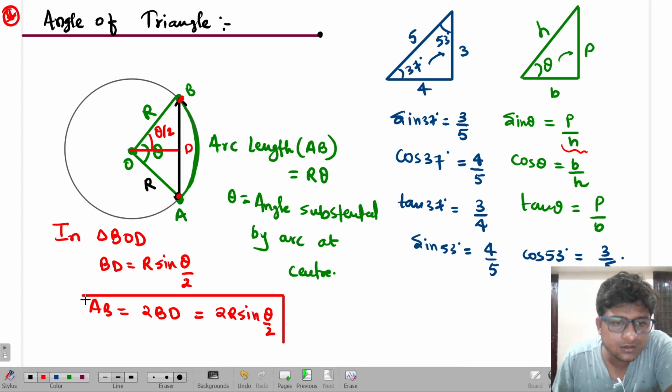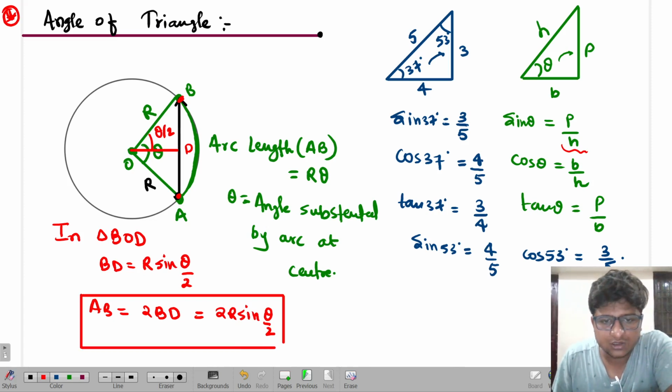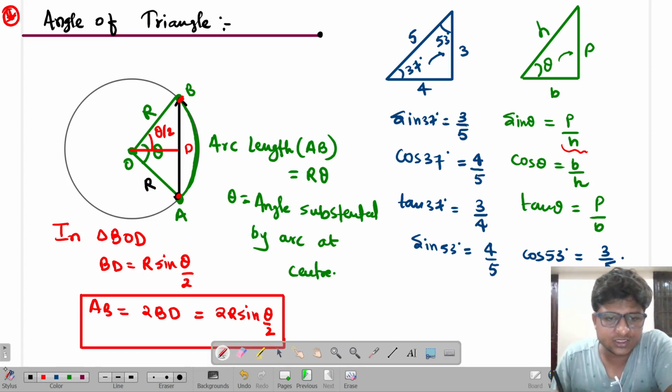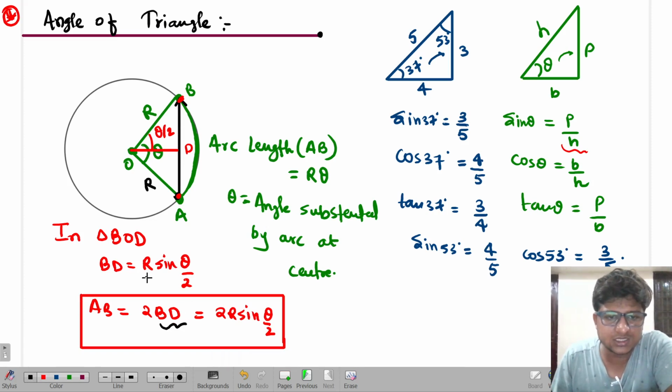Why? 2r sine theta by 2. Okay, now look over here. See, basically what is BD? R sine theta by 2, or not? So 2r sine theta by 2. Simple. Is that clear?